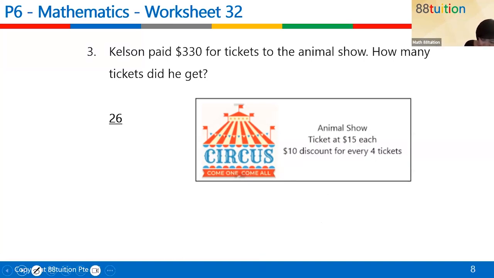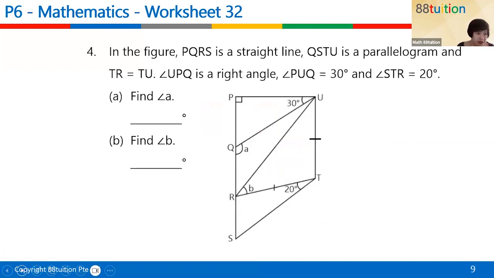Okay, question number 4. Let's take a look. In the figure, PQRS is a straight line. Then QS, where's QS? Oh, it's a parallelogram. You see here is a parallelogram. That's what they are trying to tell you about this. Wait, where is it? Q, S, this one. This one is a parallelogram. Okay.